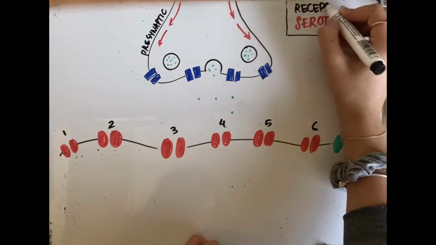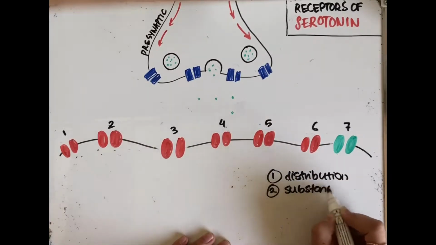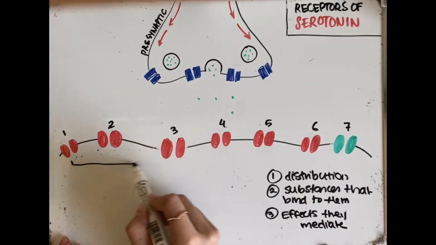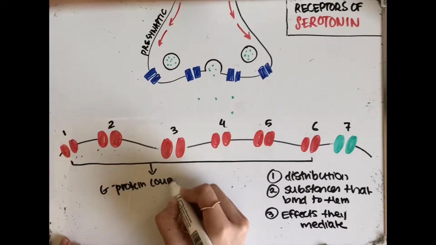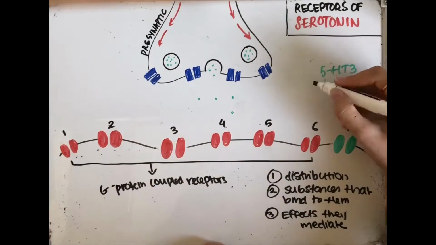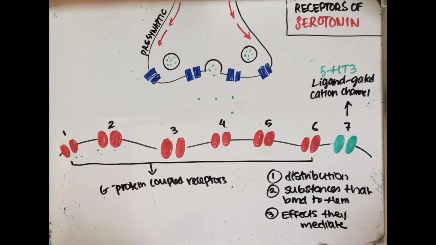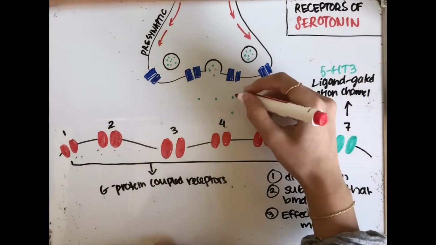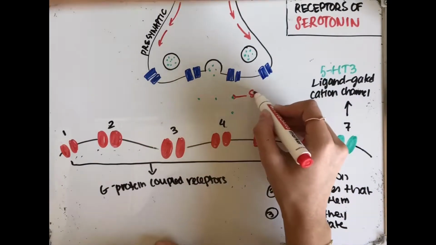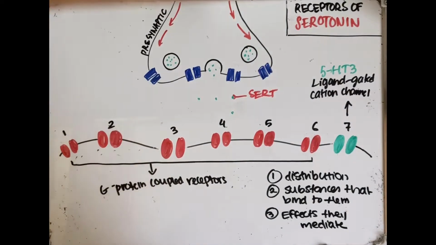So now we're going to talk about the receptors of serotonin, and there are 7 different types, and they differ from each other in terms of the distribution, the substances that bind to them, and the effects that they mediate. Most of them are G-protein coupled receptors with the exception of one, which is the 5-HT3 receptor, which is a ligand-gated cation channel. It's also important to note that serotonin is removed from the synaptic cleft by a transport protein known as the serotonin transporter, which is abbreviated as SERT.